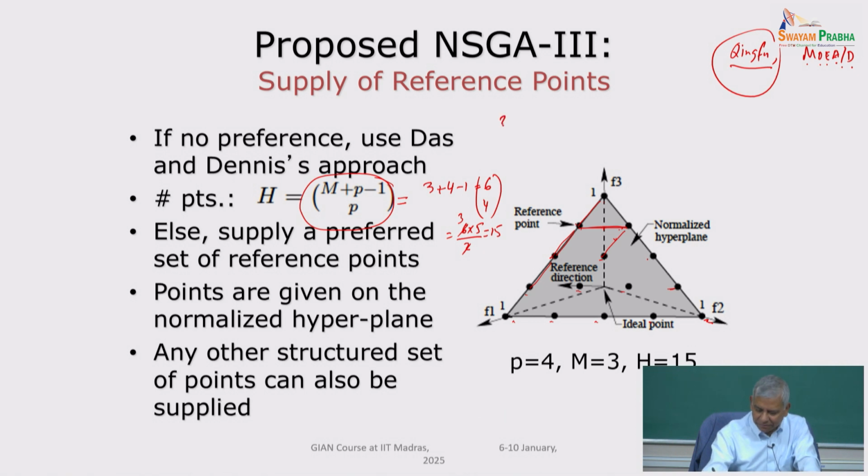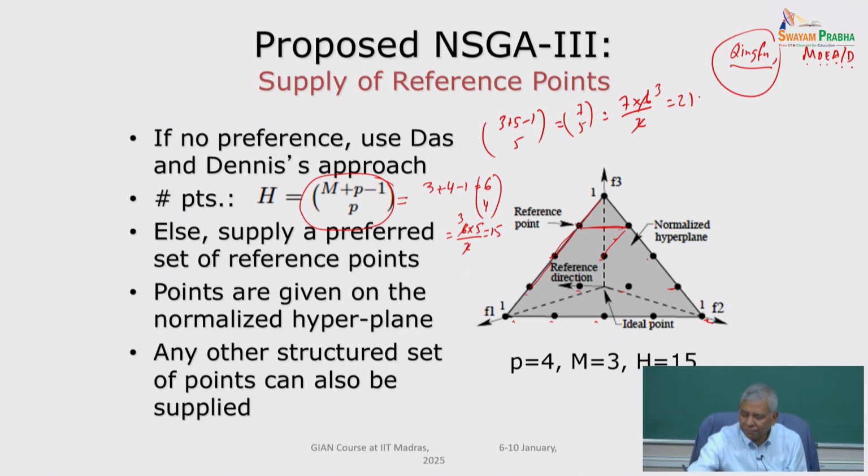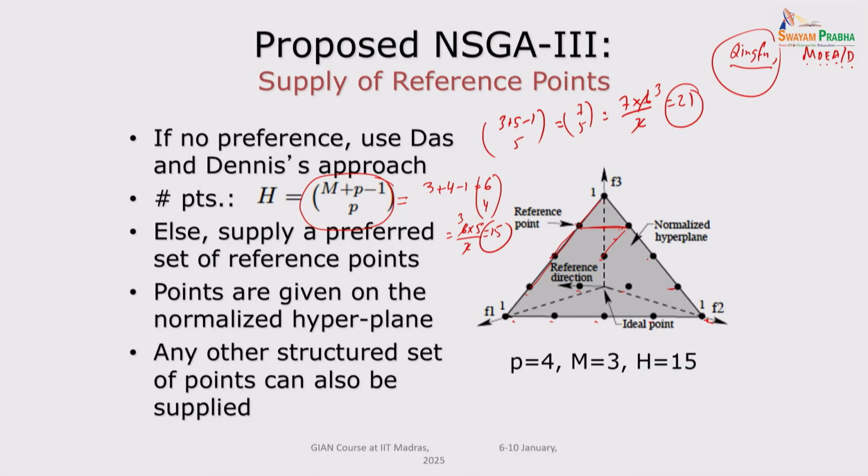So let's do that math. 3 plus 5 minus 1, choose 5. And that's 8 minus 1, 7, choose 5. What is that? 7 times 6 by 2, 3, 21. So there is nothing in between 15 and 21 you can create. The next one higher is going to be 21. So then there will be 21 points here. If you are not so fussy about these numbers, you can use Das and Dennis. And for a long time we had to just follow these and uniformly create a set of points.